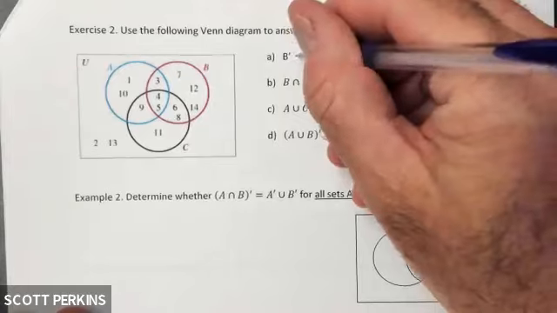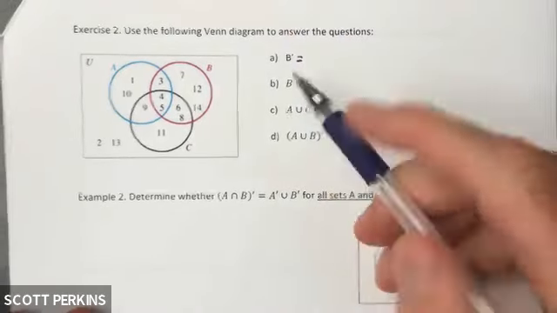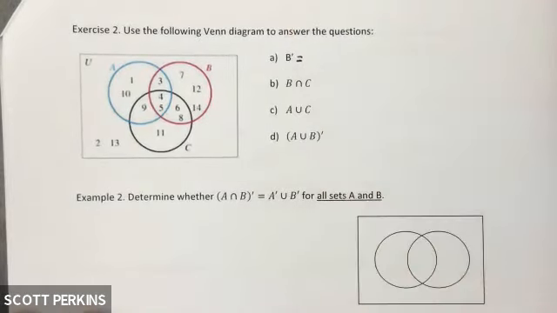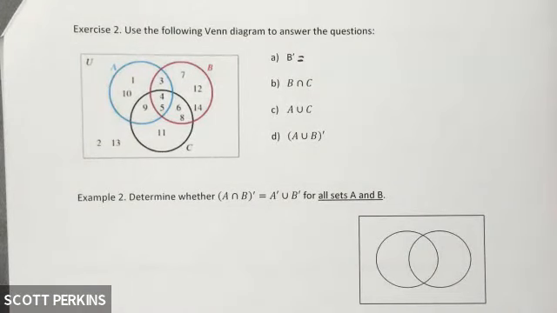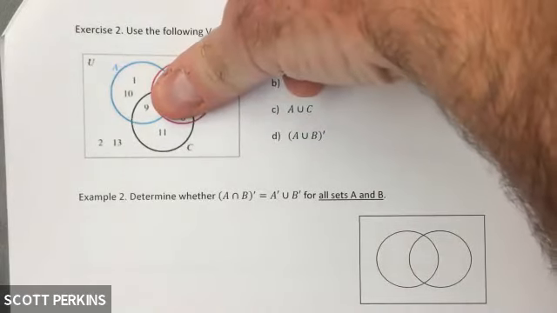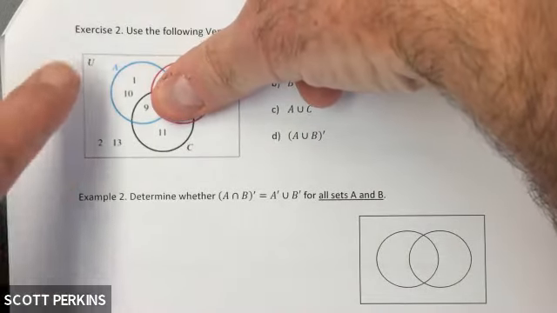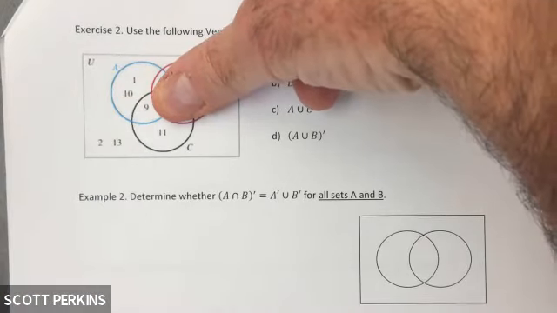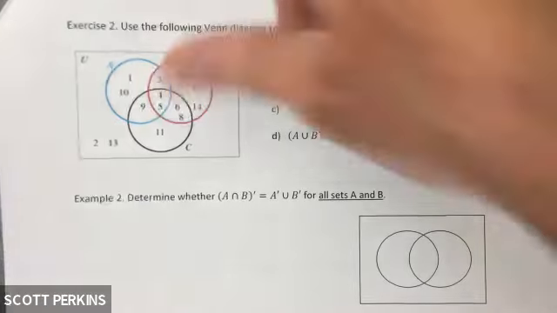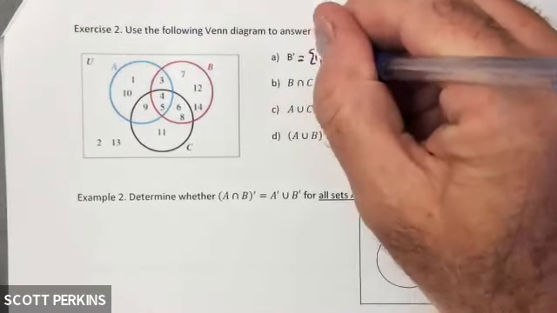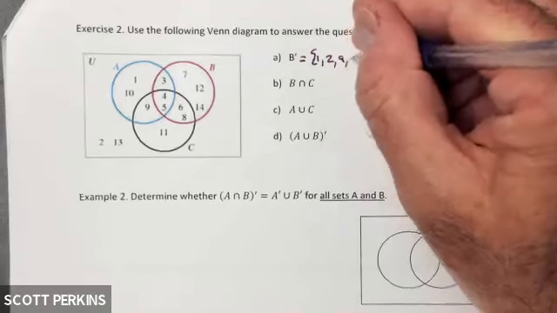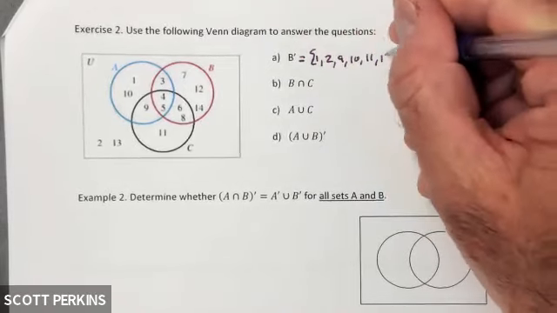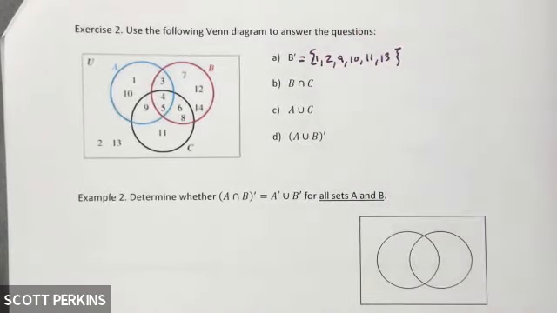All right, so humor me. This is just helping us review. B with the apostrophe, that's B complement. So once again, what does the complement mean? Yep, everything that's not. So I'm just going to cover up B. And so everything that is not is 1, 2, 9, 10, 11, and 13. There's nothing else that is not in B. So it is 1, 2, 9, 10, 11, 13. Anybody get something different that we need to talk about?